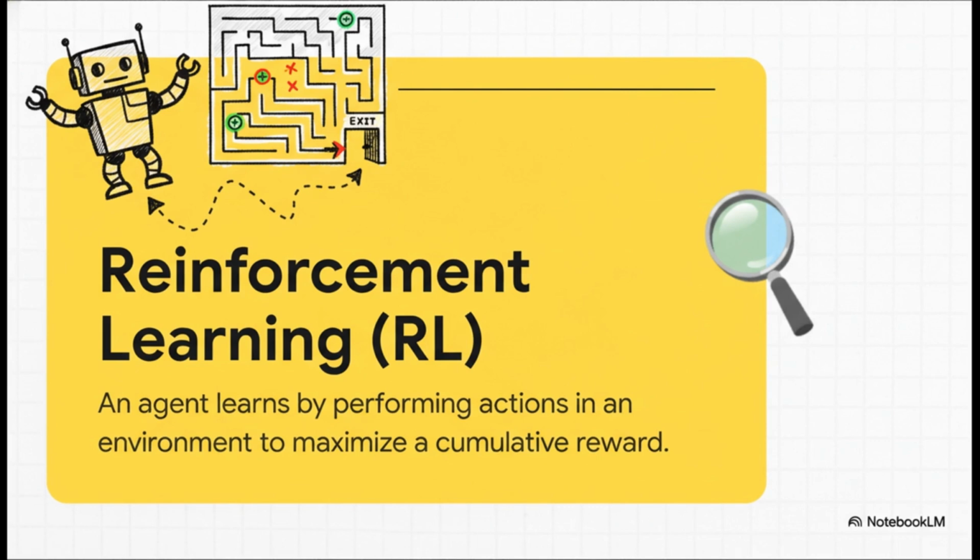If it takes a step towards the exit, you give it a point, a positive reward. If it walks into a wall, you take a point away, a penalty. And it does this over and over and over again, millions of times, until it figures out the best strategy to get the highest possible score. That strategy it learns is called a policy. It's the agent's internal rulebook for what to do in any situation.